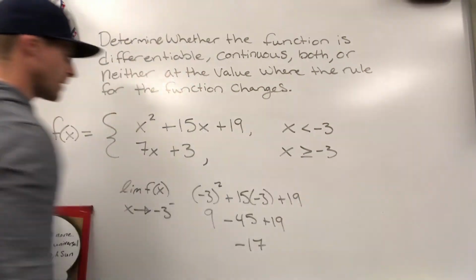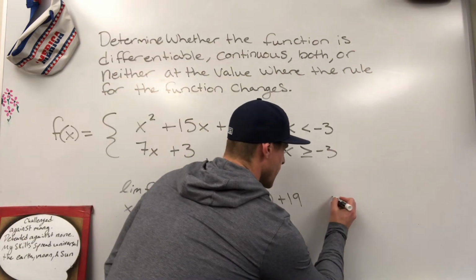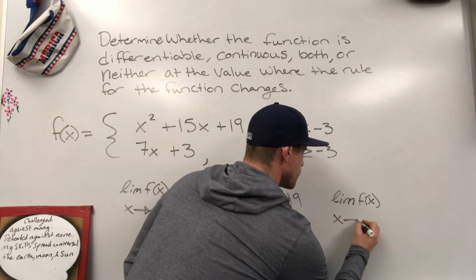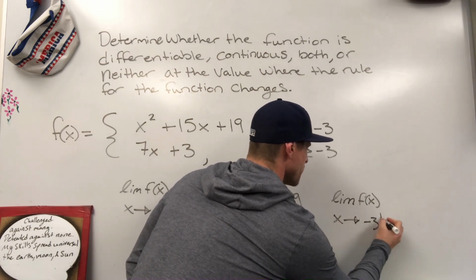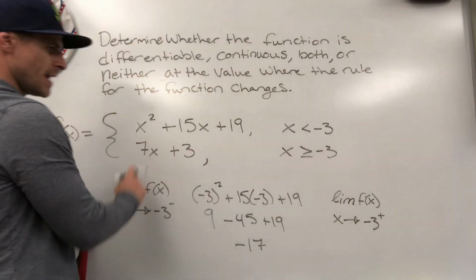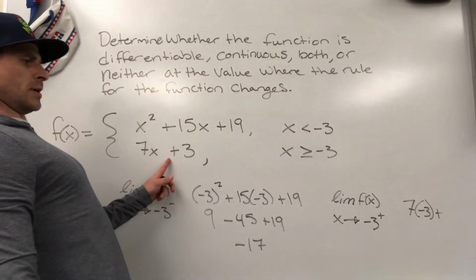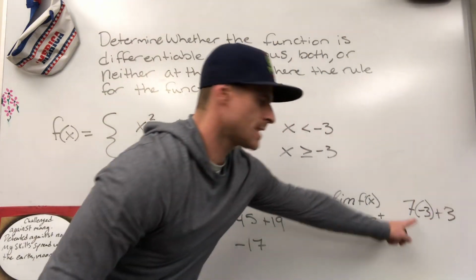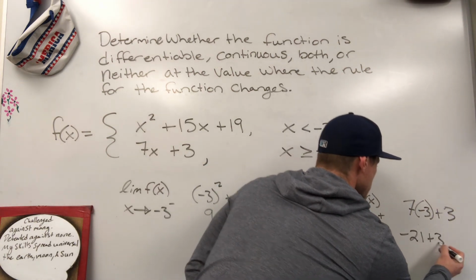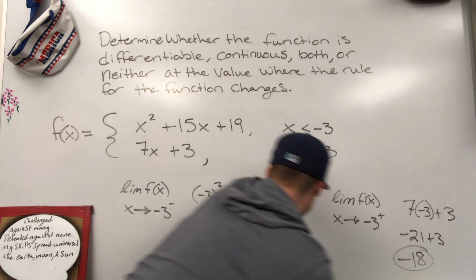So let's just go over here. We'll work that one out using this linear function of 7x plus 3. So limit of f of x as x approaches -3 from the right side. Plug that -3 in for the x. You got 7 times -3 plus 3. And now work this out. 7 times -3 is going to give you that -21 plus 3. -21 plus 3. Ooh, we're close. -18. But these two values aren't exactly the same.